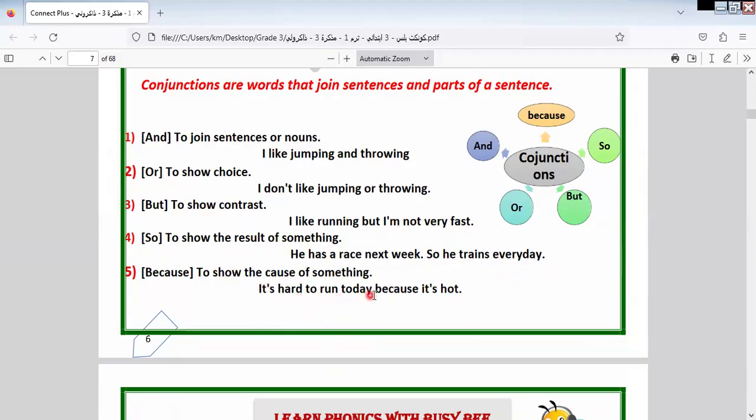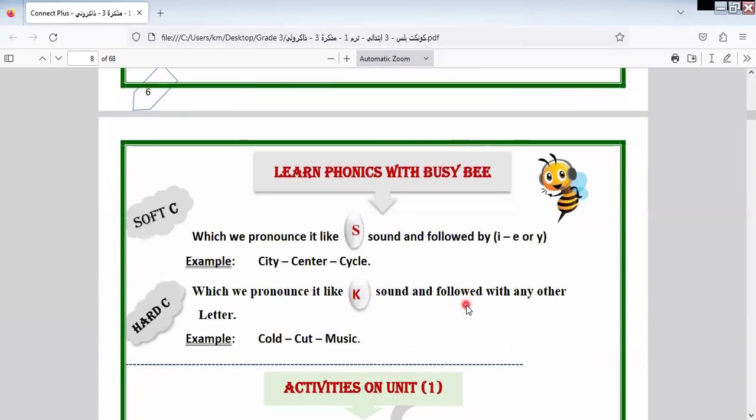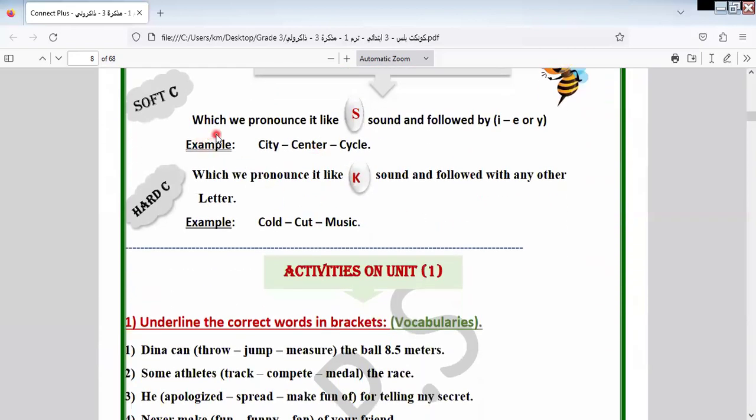It's hard to run today. Why? Because it's hot. So I say it's hard to run. Why? Because why is not doing something? Because it's hot.